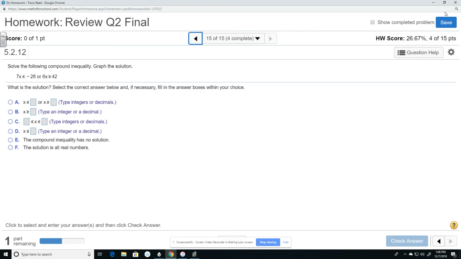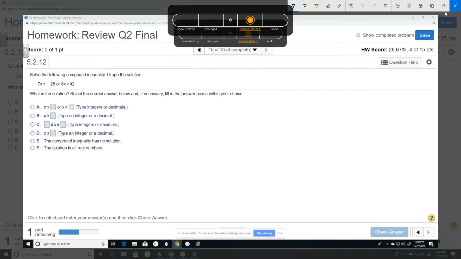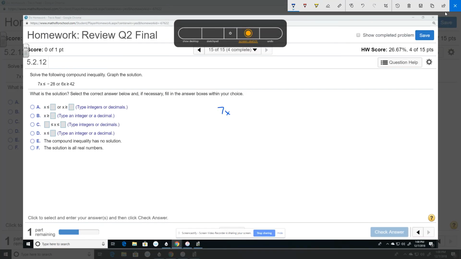Sorry. All right, 15. Solve the following compound inequality. 7x is less than or equal to negative 28, or 6x is greater than or equal to 42. First of all, I just get x alone on both sides. Divide by 7, divide by 7. X is less than or equal to negative 4, or divide by 6, divide by 6. X is greater than or equal to 42 divided by 6 is 7. So x is either less than or equal to negative 4, or x is greater than or equal to 7.